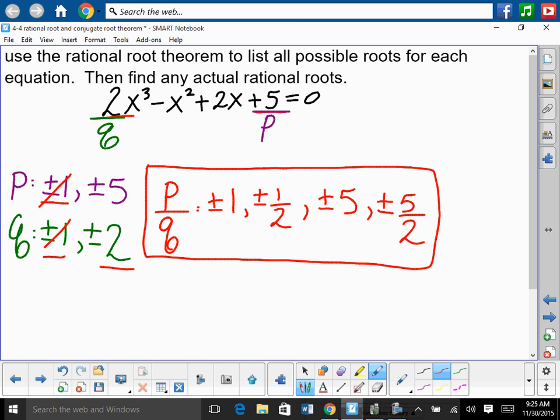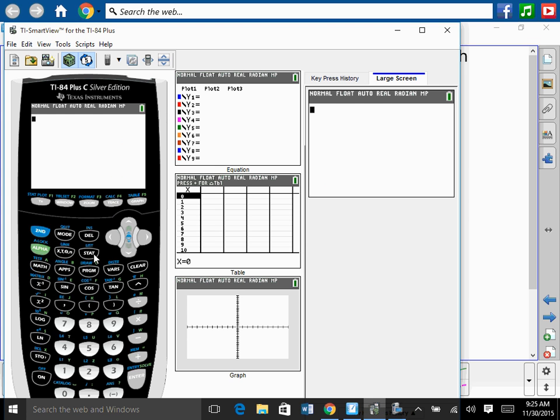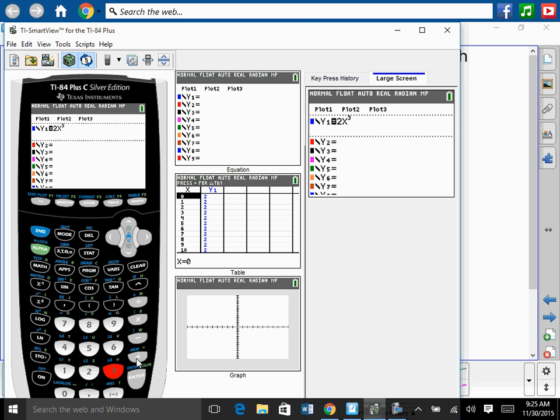Now we have to find any actual rational roots. From here, your calculator does all the work. So what we're going to do is pull up our calculator. We're going to graph this polynomial, and we're going to find the x-intercepts, where it crosses the x-axis. So I go to y equals, and I'm graphing 2x cubed minus x squared. Make sure you type it in right.